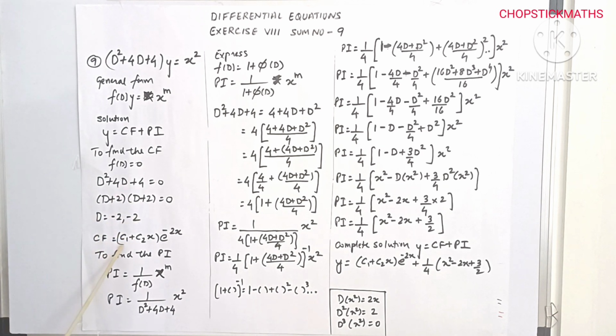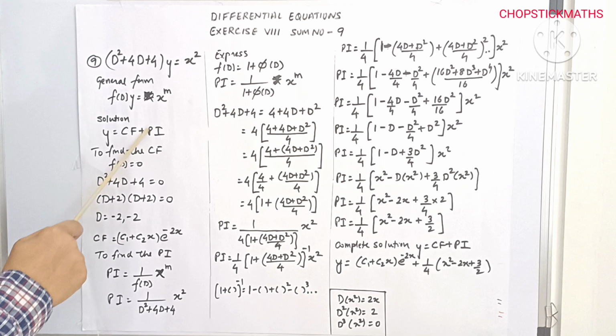So CF will be equal to (C1 + C2x) e^(-2x), and C1 and C2 here are some arbitrary constants. Now let us find what is the particular integral PI.